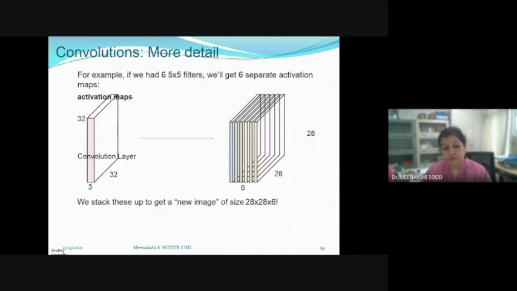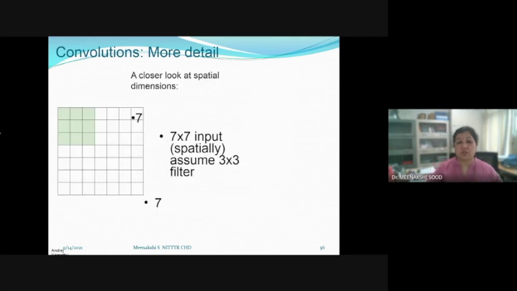So if I use 6 filters, it means 6 kernels are moving over the entire image and we are getting 6 feature maps. This is how the convolution is done: we are reducing the size, but the number of feature maps is increasing. Now, there are certain hyperparameters. The size of the convolution kernel which we use determines the size of the output image.